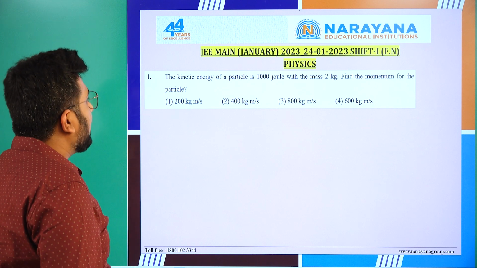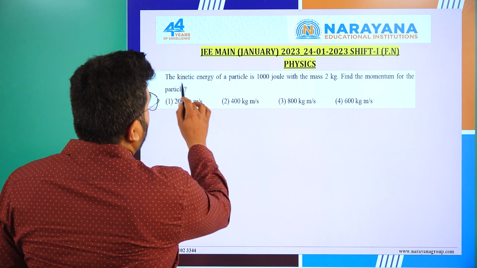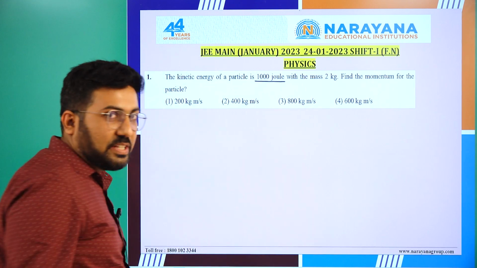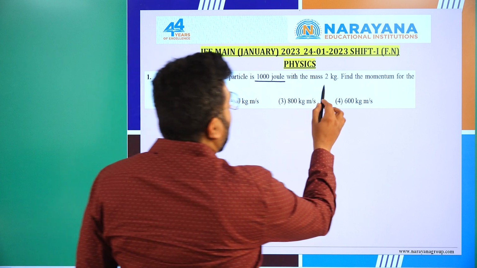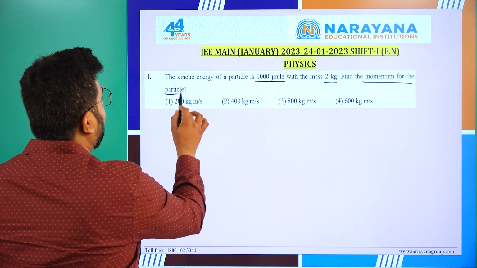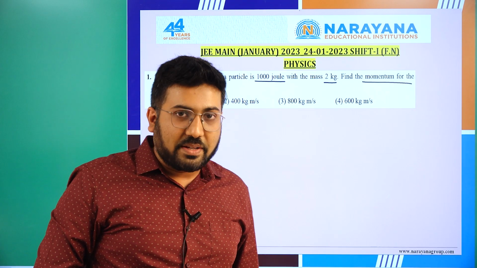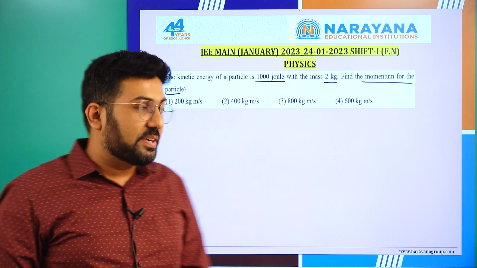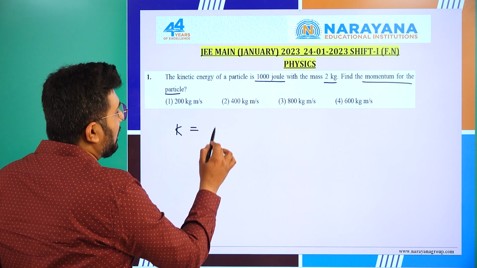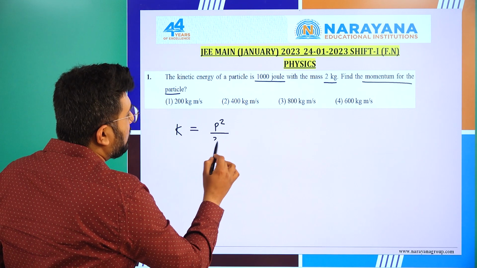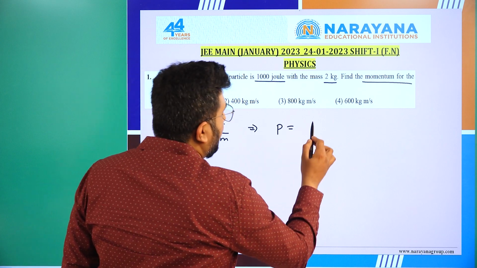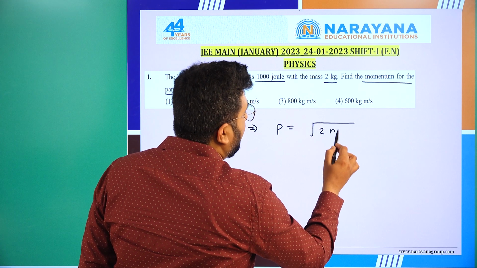The first question is, the kinetic energy of a particle is 1000 joule. The mass is 2 kg. Then find the momentum for the particle. You know the relation between kinetic energy and momentum, right? And the relation is the kinetic energy equals P square by 2m. Or I can write the momentum is root over 2mK.